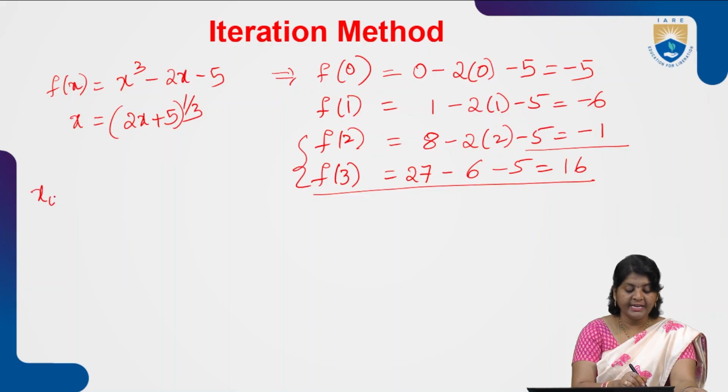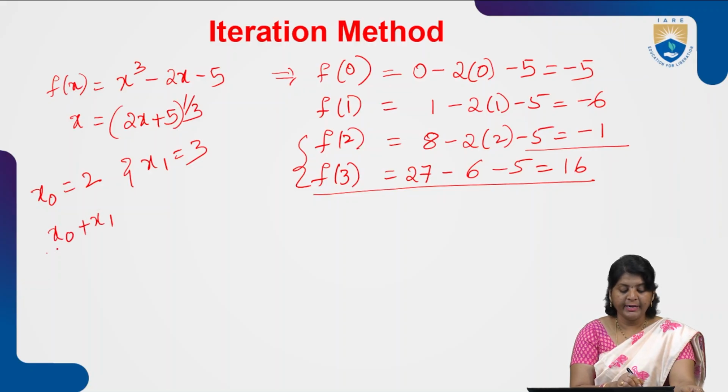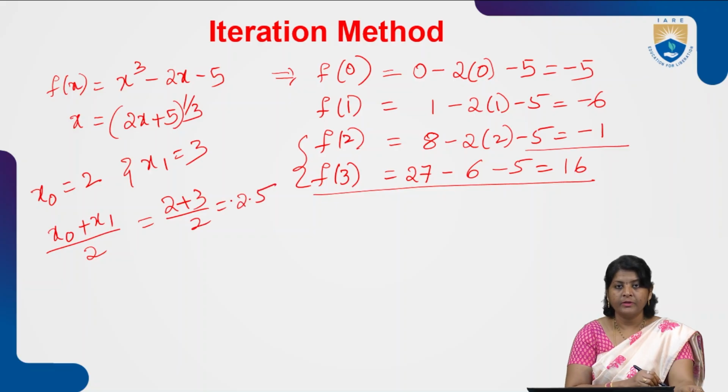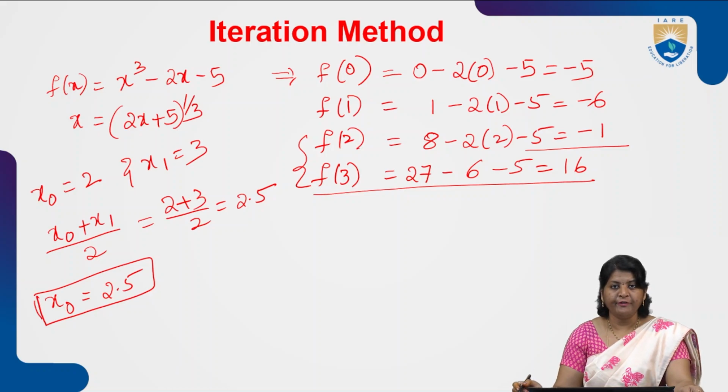So here we are considering x0 is equal to 2 and x1 is equal to 3. Since the iterative method works at a single point, we will consider the average of these two values. So (x0 plus x1) by 2, which is (2 plus 3) by 2, which is 2.5. So we are considering the initial guess x0 is equal to 2.5.